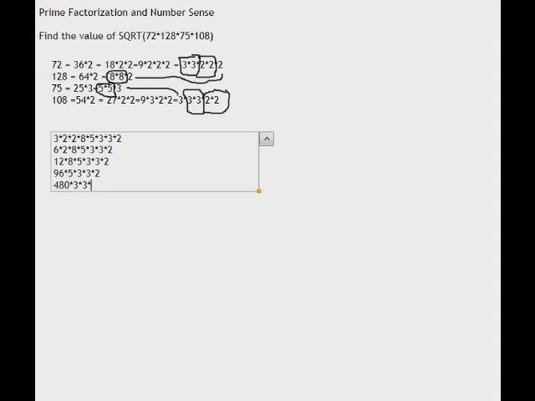Times 3 times 3 times 2. 3 times 4 is 12. And then it's 3 times 8, which is 24. So it will be 1440 times 3 times 2.